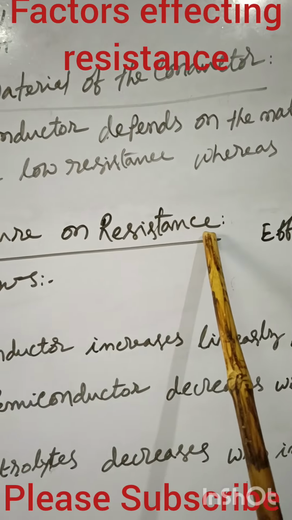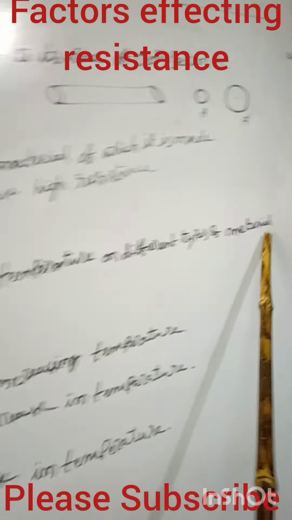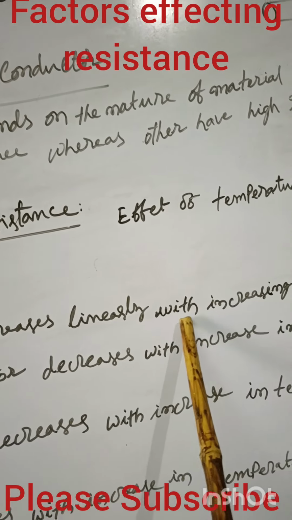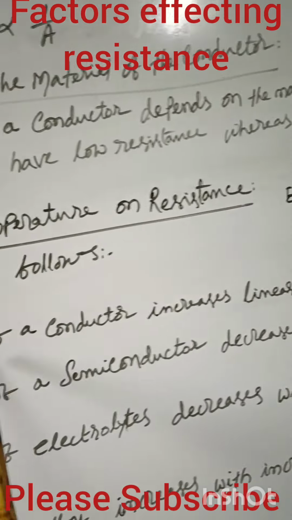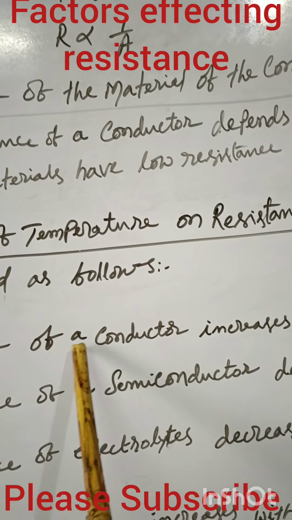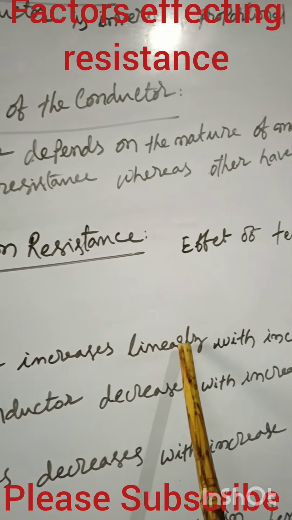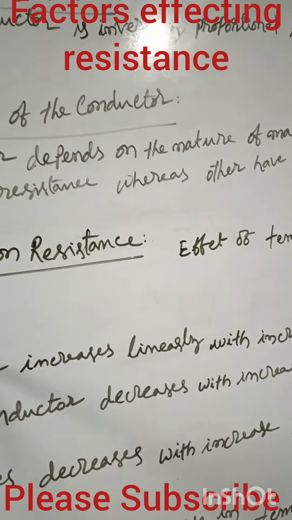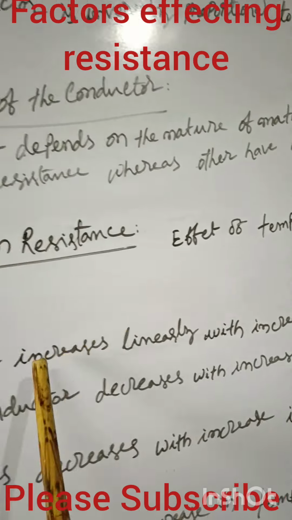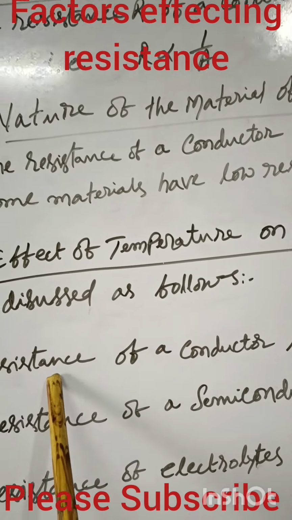Effect of temperature on resistance. How the temperature affects the resistance. Effect of temperature on different types of material is discussed as follows. Resistance of a conductor increases linearly with increase in temperature. So initially when you switch on that conductor, the current will be passing more, and the light or anything is glowing brightly. After some time, the conductor temperature is increased and current passes less, because the resistance is increased, current is less. Then the brightness also reduces. So it means the temperature affects the resistance. Temperature increased, resistance also increased.